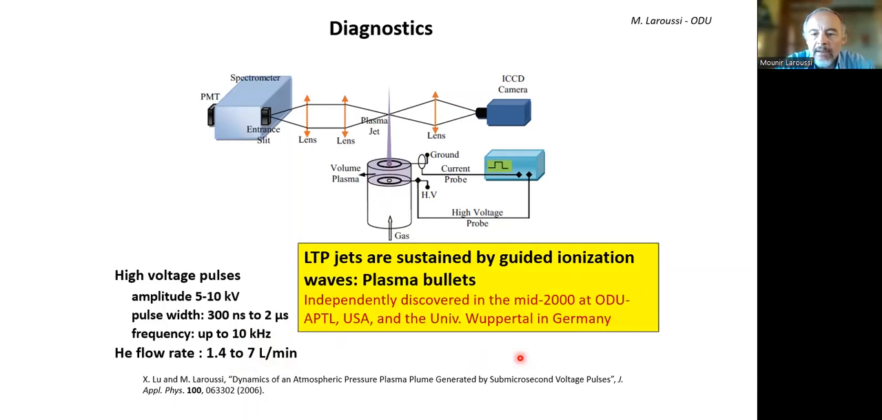We discovered that the plume is actually not continuous as we see it with the naked eye, but is actually discrete, and the jet is sustained by a guided ionization wave. So ionization waves that are guided in the gas channel, in the helium channel, became known as plasma bullets. We found out about this in my lab, and then we discovered that there was another group in Germany that, independently of us, was working on a plasma jet, and they also discovered this plasma bullet. So it was independently seen back in my lab and also at the University of Wuppertal in Germany around 2005.